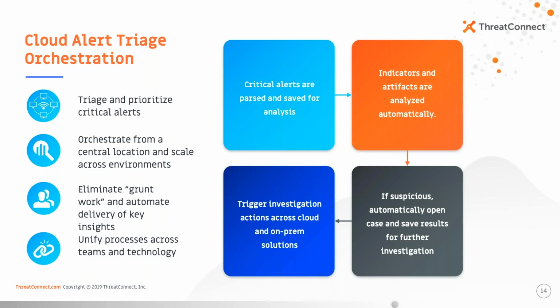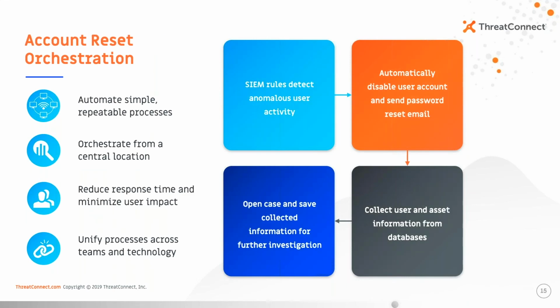This playbook takes critical alerts and they're parsed and saved in ThreatConnect for analysis. Those parsed artifacts are analyzed automatically by the playbook. If there are any hits indicating some suspicious activity or relationship, we're going to automatically open a case and save the results for further investigation. The playbook may also open a case if the asset involved is of a certain criticality, even if nothing malicious is found. And from there, we can trigger additional investigative actions across cloud and on-prem solutions based on the findings.